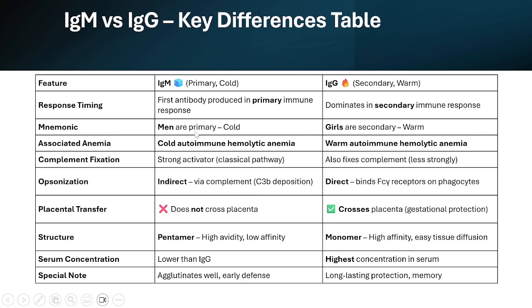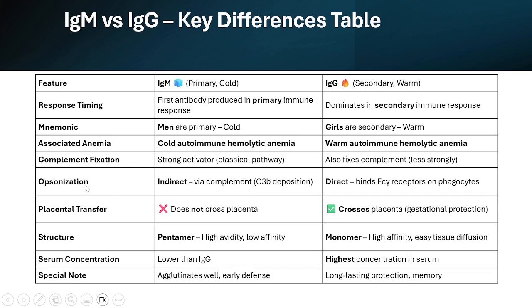And when it comes to complement fixation, we usually need the help of both boys and girls, right? So compared to all IgG, IgA, IgM, IgE and IgD, the men and the girls, that is IgM and IgG, are the ones which play a vital role in fixing the complement. And among them, the strong activator is men because they are primarily produced. So IgM is a strong activator of the classical pathway to fix the complement, and IgG also helps in fixation of the complement, but less strongly compared to IgM.